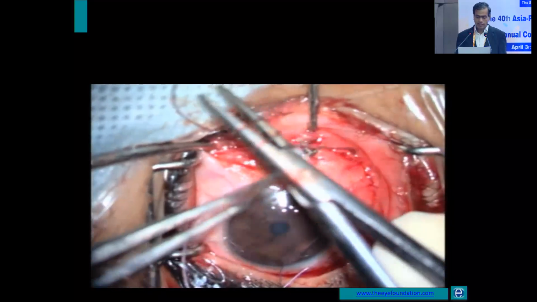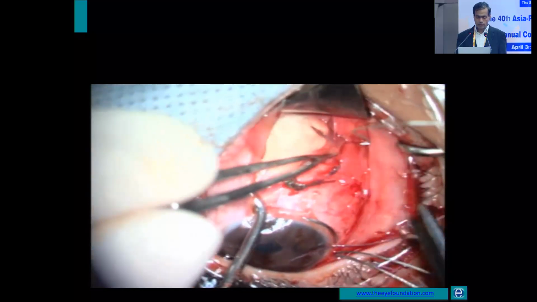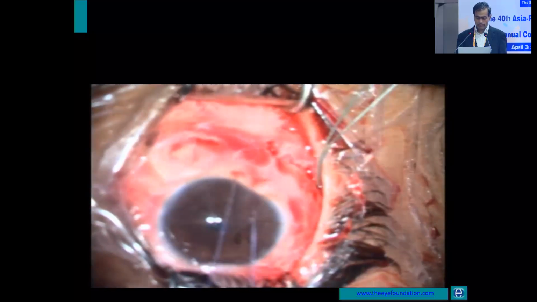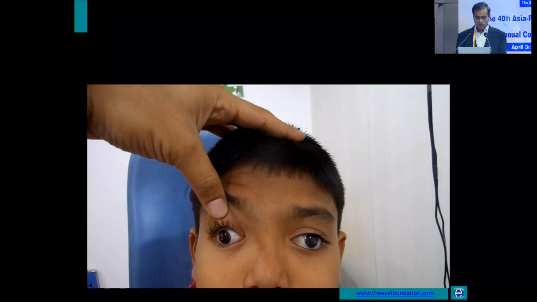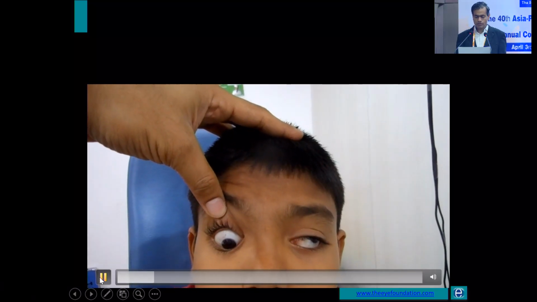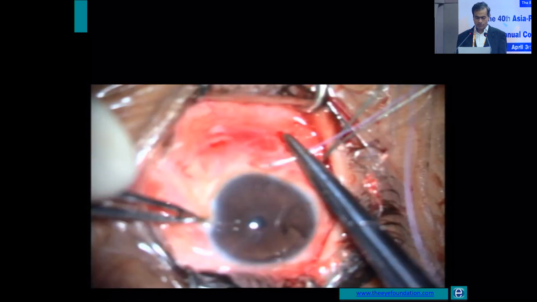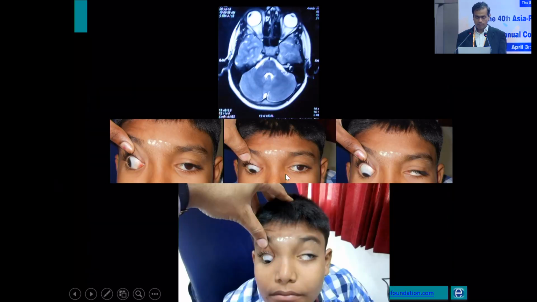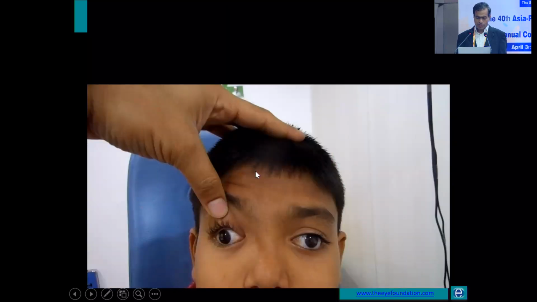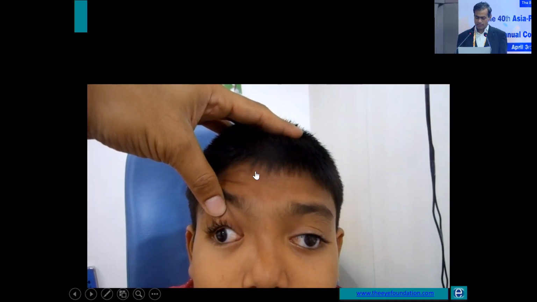In spite of that, the patient still continued to have some synergistic downshoot, though it was much better than what it was before. The patient still continues to have an exo. I would say the downshoot is somewhat better. It really didn't go so much, at least in primary position. This was the primary position where the globe is so much hypotropic. But at least in primary position, the globe has come up a little bit. So for all that we did, the downshoot is improved.